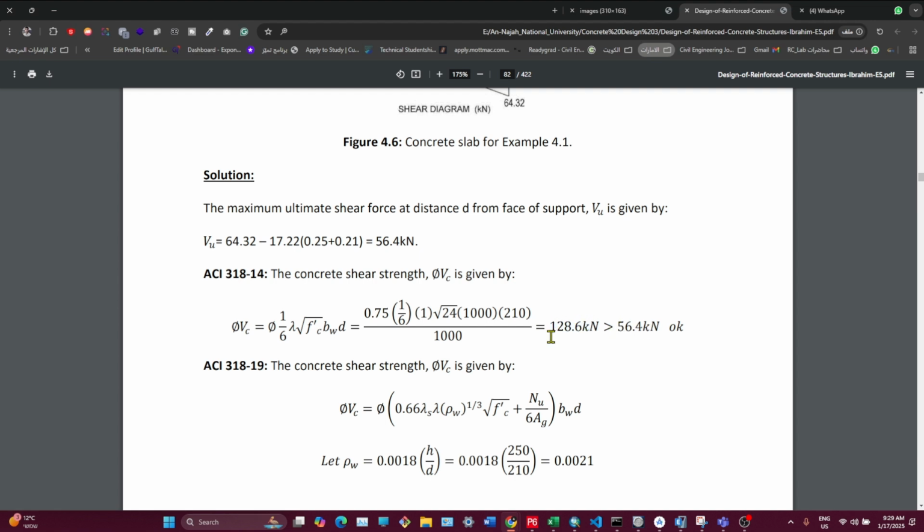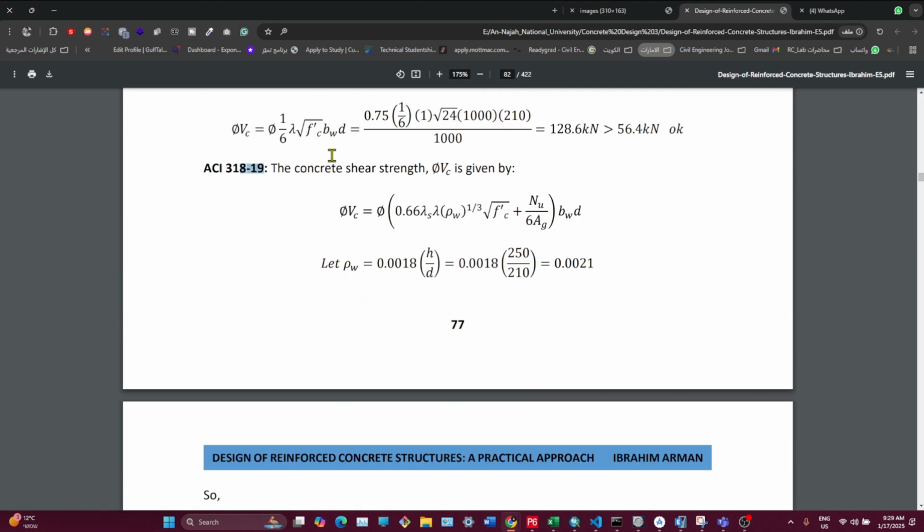And since it's equal to 128, but V ultimate at the d distance from the base of the support is equal to 56, then the capacity is larger, so it's okay. And this is by the 14 edition. Now, if you compute it by the 19 edition, this formula is given, and it depends on rho W. Okay, the rho W means the rho of the web.